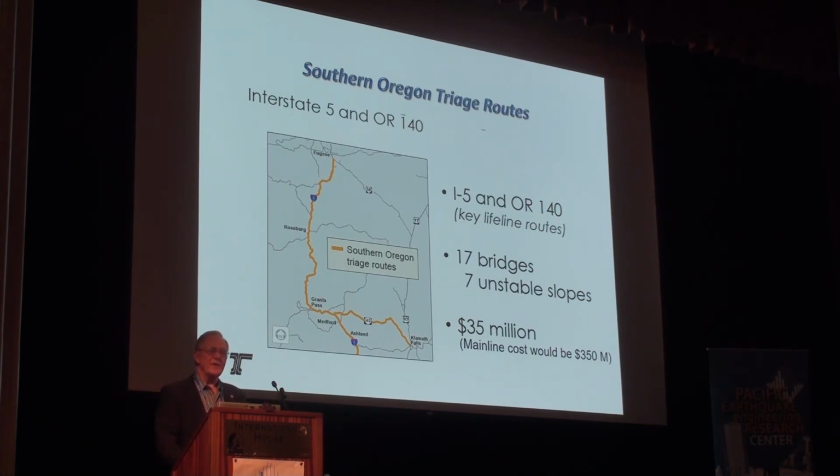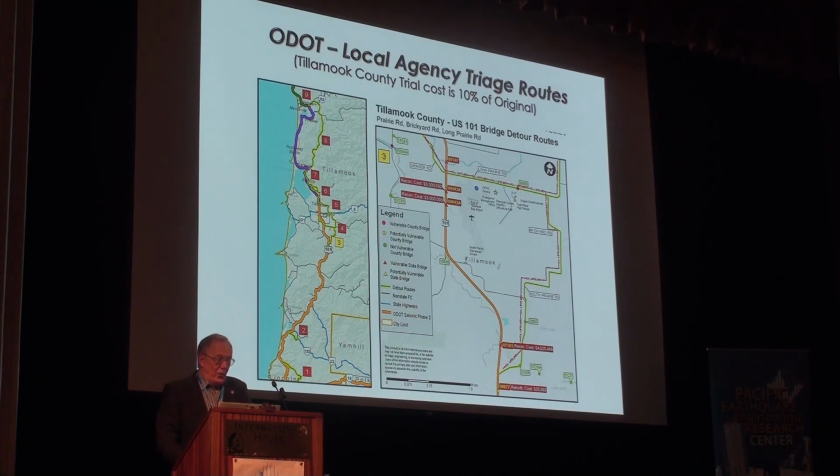It allows us some level of mobility, and I understand it's not the same as a freeway, but at least we'd be able to rescue and perhaps start recovery if we did that. We looked at local agencies, and the trial that we did was in Tillamook County, and again, basically the same thing. Jump off the state highway and use local routes. Bridges are smaller, less costly to retrofit and replace, and basically the triage approach is about 10%.